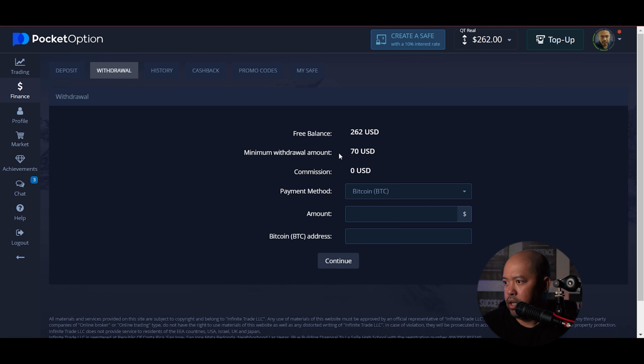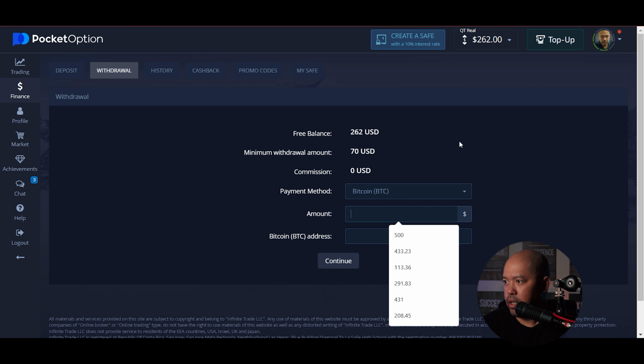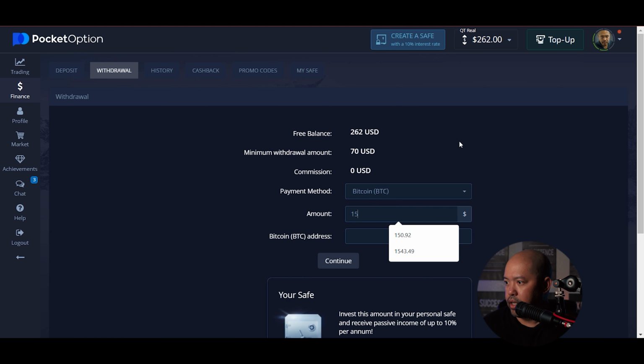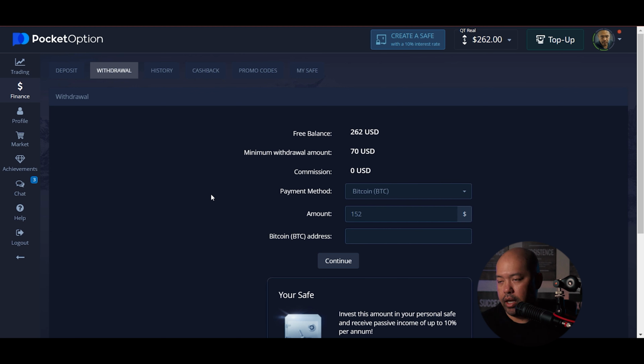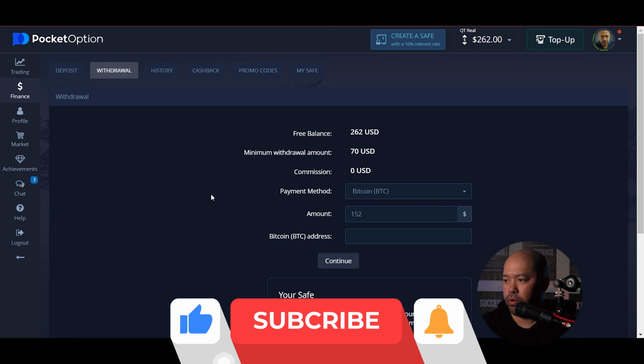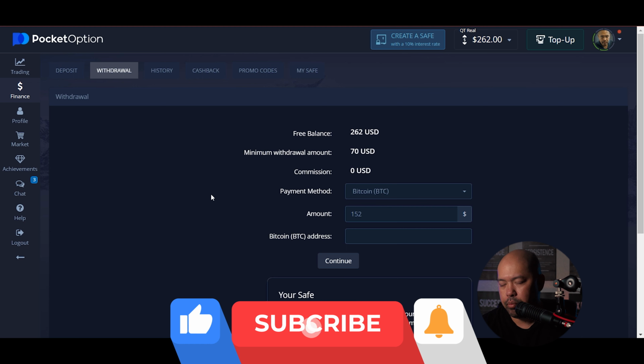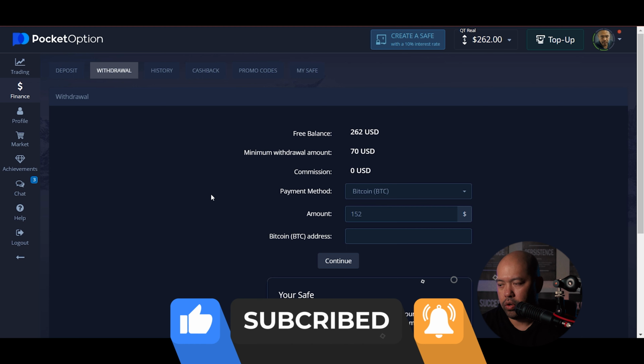So the minimum withdrawal amount here is $70. And we're using Bitcoin. I think you have all these other choices too, but Bitcoin is what I use. And I'm gonna take out 152. Now the Bitcoin address, that's obviously your exchange, or in my case, I'm gonna be using Cash App. And I use Cash App for small withdrawals like this.